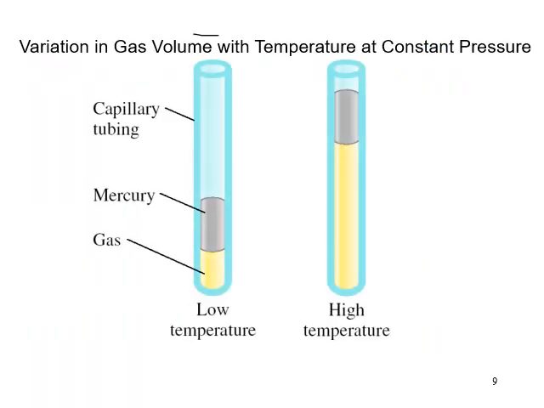Now, what about volume and temperature? And here's a little apparatus. Again, here's this mercury. You have some gas in here, and they put a glob of mercury in there, and then it traps the gas that was in there. Now, if it's at a low temperature, then it occupies a smaller volume than if it's at a higher temperature. So this is a study of Charles' law.